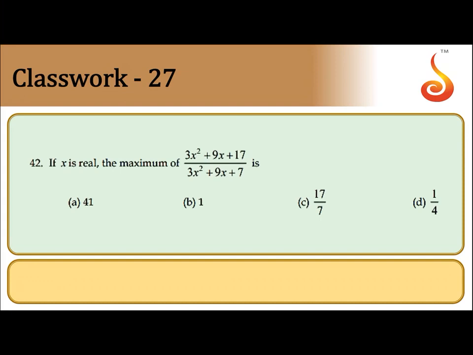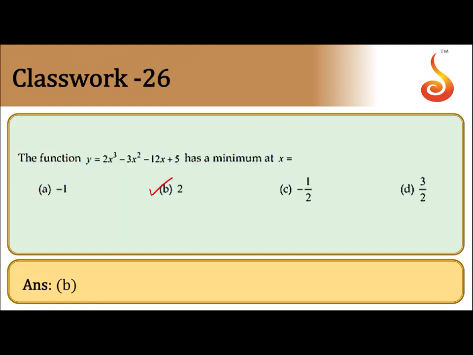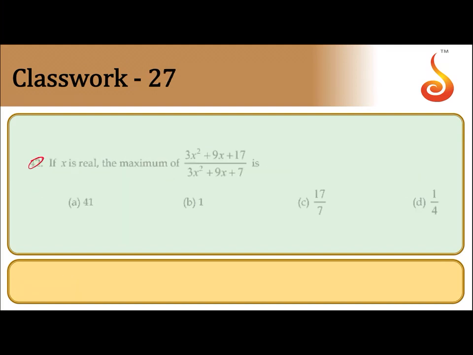Coming to the next one, find the maximum if x is real. If x is real, the maximum value of the function (3x² + 9x + 17)/(3x² + 9x + 7). Observe very carefully, the function differs only at this point. So why don't you write down this 17 as 7 plus 10 and then split into two parts.